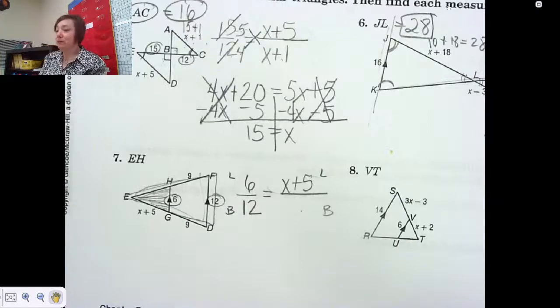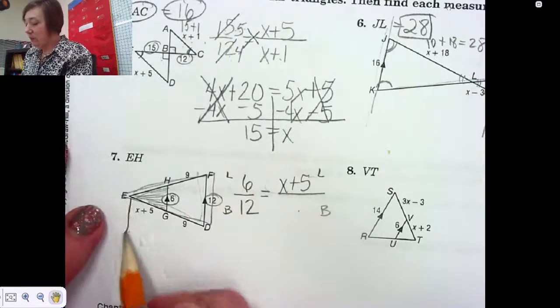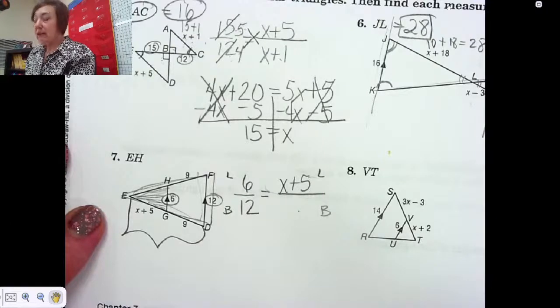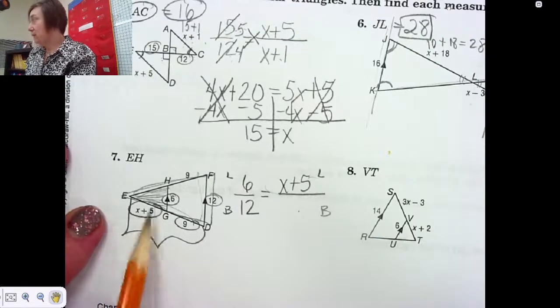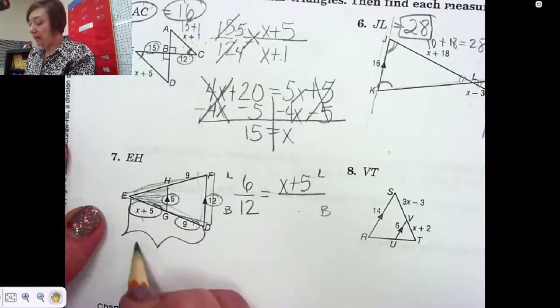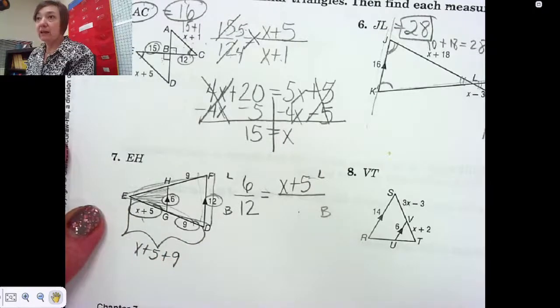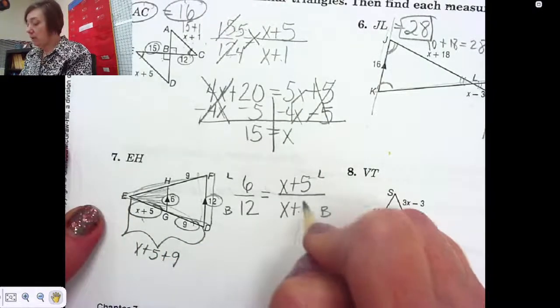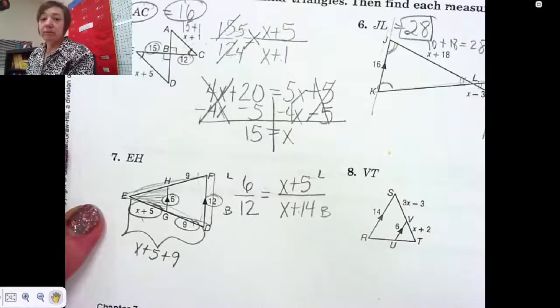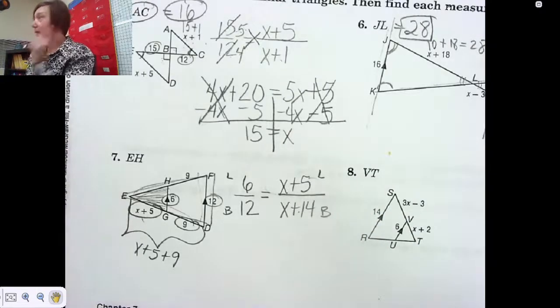Yeah, so here's the deal. They didn't tell us what this side was. They told us this piece, and this piece. We have to add those together. So we have to add x plus 5 plus 9 to get this long side, which is going to be x plus 14. Y'all see? So you got to pay attention to little things like that, or you'll set it up all right, but then get the wrong answer because you didn't pay attention to the fact that that wasn't the whole side.